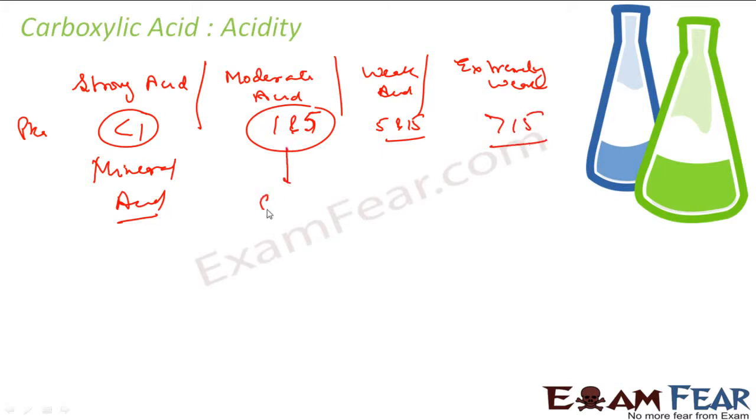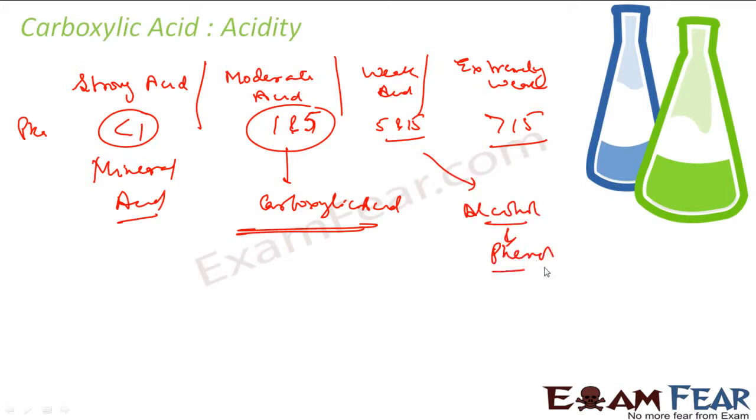And if you see, my carboxylic acid is in this range. It's a moderate acid, right? So you know that carboxylic acids are weaker than mineral acids, for example HCl, but they are stronger than alcohols and phenols. Alcohol and phenol, if you see, lie in the weak acid range. So carboxylic acids are moderate acids.